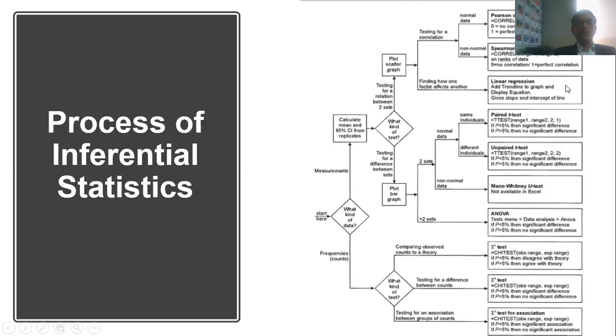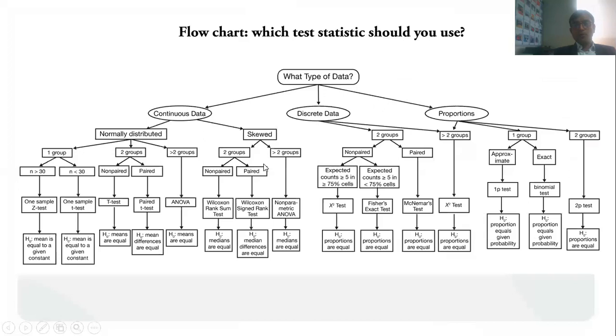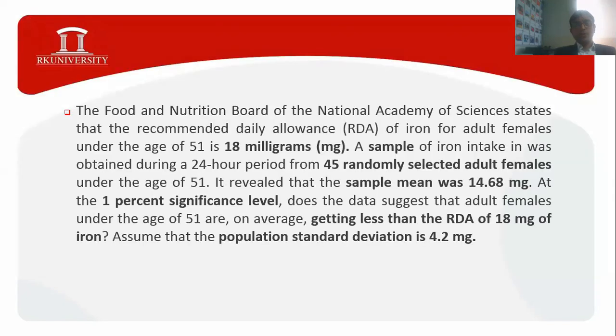So this is another method to identify what kind of test is going to be used for the data which you have collected. There is one more flowchart which I'm going to share on the Canvas platform, which you can refer to identify which particular statistical test applies to the data you have collected. So let's take an example. We are going to test a hypothesis, and we are also going to learn about the entire process by taking this example.